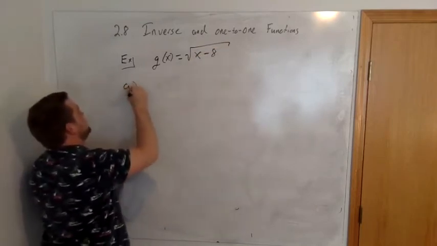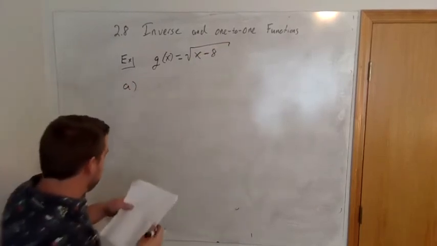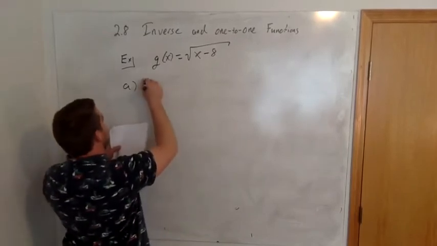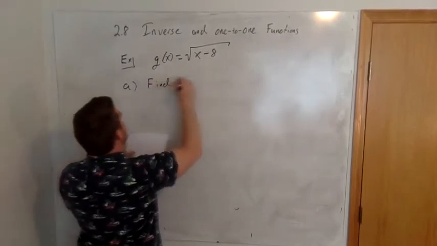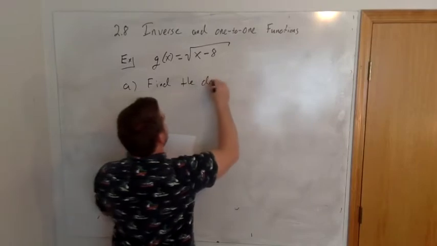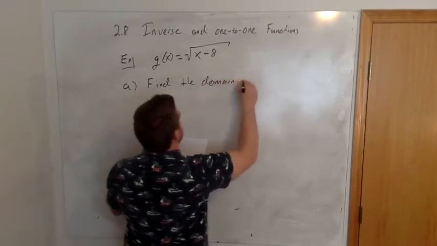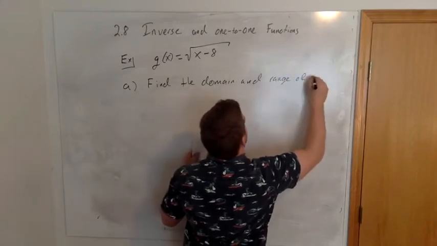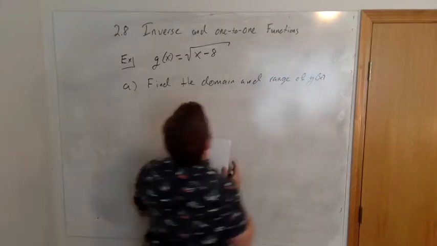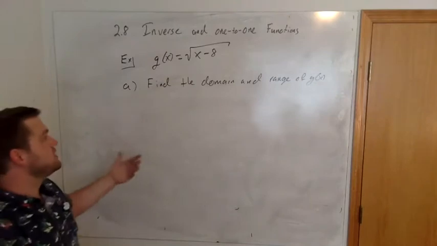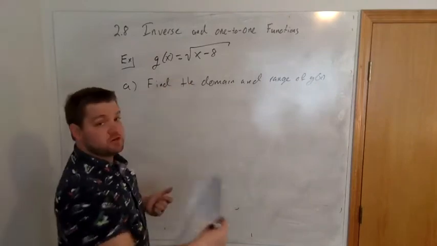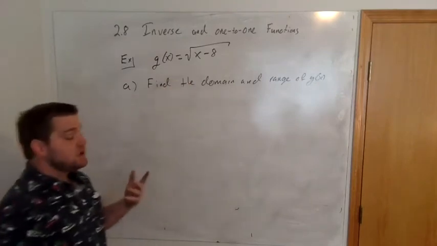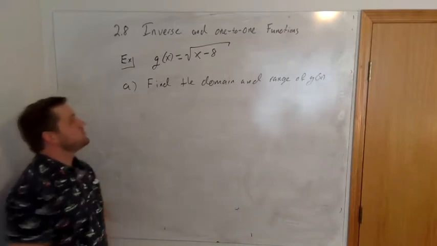Okay, I think this would be a good time to pause the video, and what I want you to do is find the domain and range of g of x. It might help for you to graph this function, think about it as the square root function shifted to the right 8 units. Take a second and find the domain and range of this function here.